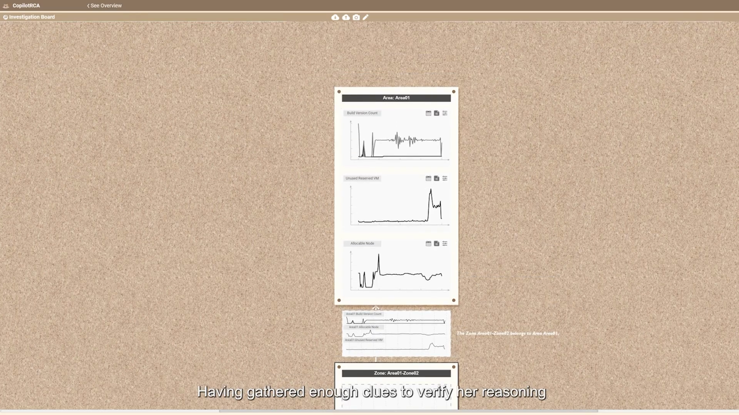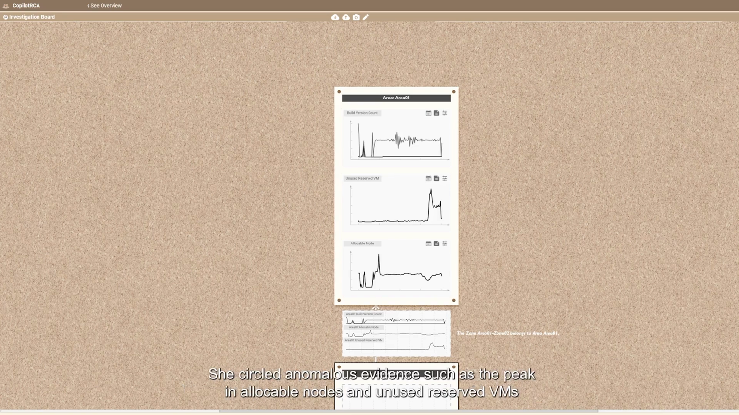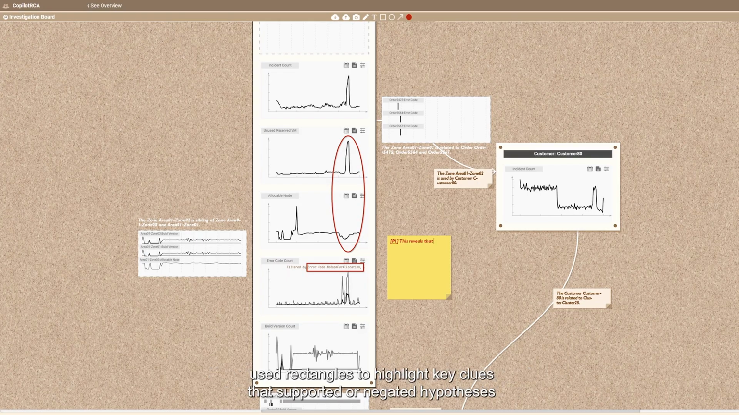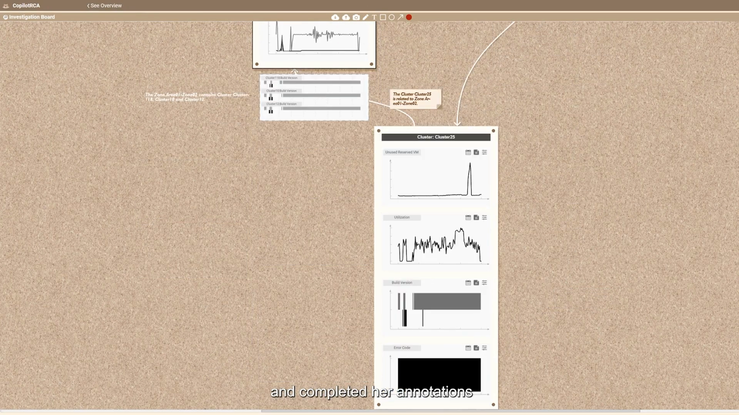Having gathered enough clues to verify her reasoning, Expert A began making annotations to record her thoughts. She circled anomalous evidence such as the peak in allocable nodes and unused reserved VMs, used rectangles to highlight key clues that supported or negated hypotheses, and completed her annotations.